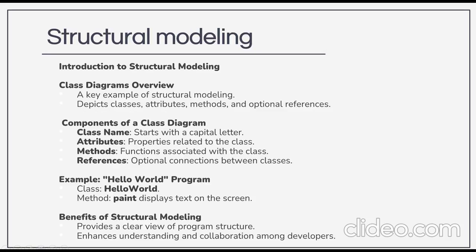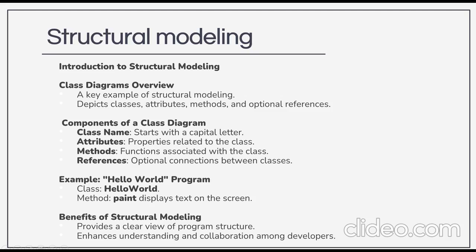Structural modeling is a crucial aspect of software design that focuses on the static parts of a system, those elements that don't change during the program's execution. It provides a blueprint of a program's structure, offering developers an overview of the system's foundational components. A class diagram is a prime example of structural modeling. It captures the essence of a system by showing the classes involved, their attributes, methods, and optional references.